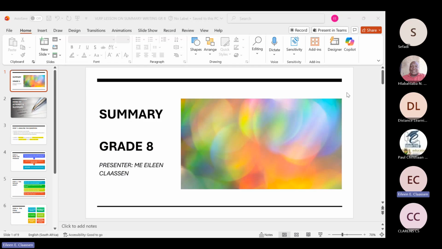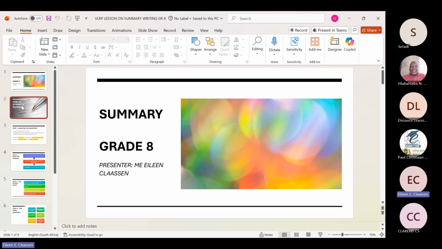Look at a summary. Now, sometimes a summary can seem quite difficult and daunting, but it isn't. A summary is actually where you need to get marks. All of you should get 10 out of 10 for a summary because it's the easiest in the whole of the paper.